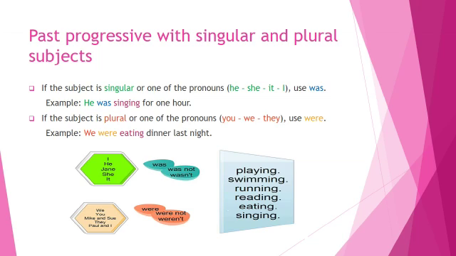And here in this box, you can see the verbs plus -ing form. For example, I can say, I was playing. Jane wasn't swimming. She was running. We were reading. Mike and Sue weren't eating. Paul and I weren't singing. See?